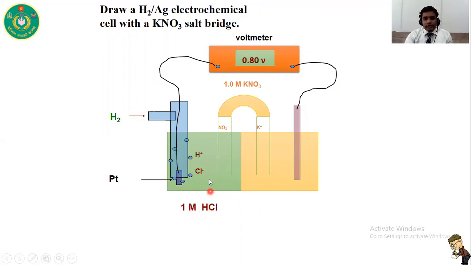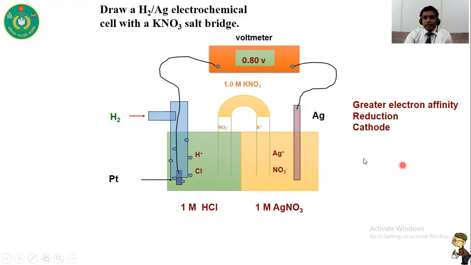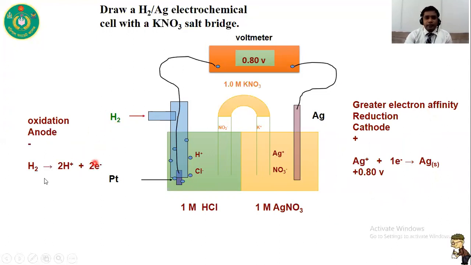So 1 molar hydrochloric acid is present as H+ and Cl-, and this is a silver nitrate solution. So silver nitrate solution is present as Ag+ and NO3-. So silver has greater electron affinity. That's why Ag+ will accept electrons and we get metallic silver. But in the case of hydrogen, it loses electrons. So hydrogen loses electrons and forms H+. So this is oxidation and it is the anode, and this is the cathode half cell.